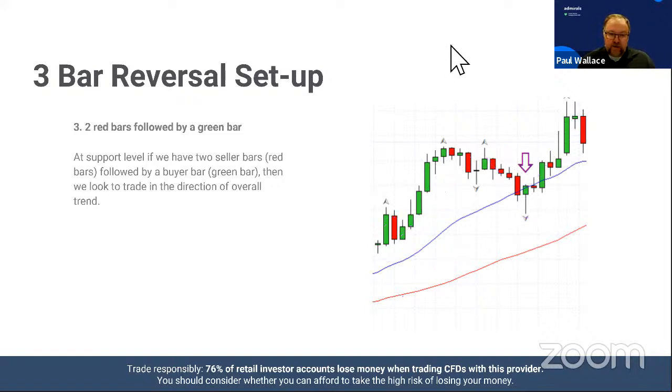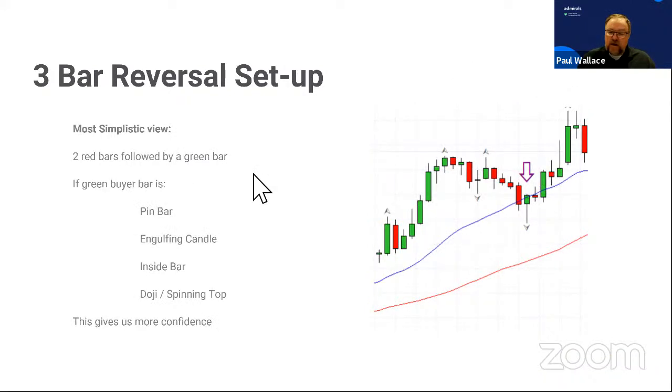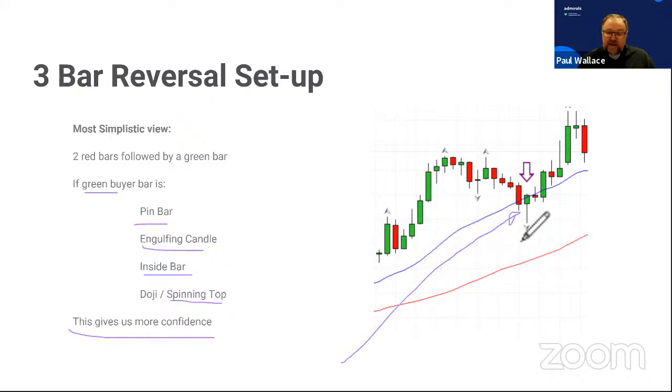Nice and simple, okay? So, as I said, the most simplistic view is literally 2 red bars followed by a green buyer bar. But what we do realize is if that green buyer bar is something like a pin bar or an engulfing candle, maybe an inside bar, perhaps even a spinning top, then that gives us more confidence. In this particular example, hopefully you can see that's a bullish pin bar there, okay? Bullish rejection candle after the two red bars, and that is our entry trigger. This is where we're looking to join the trade and get long.